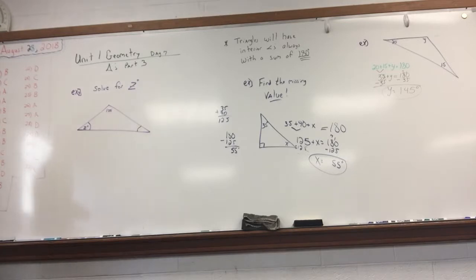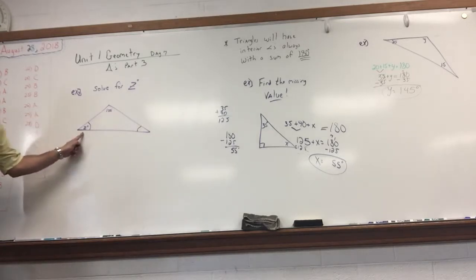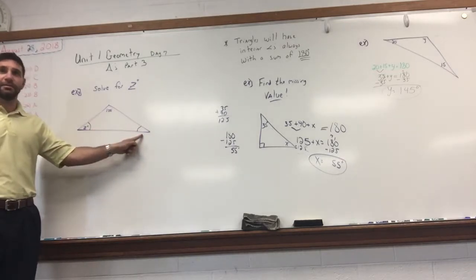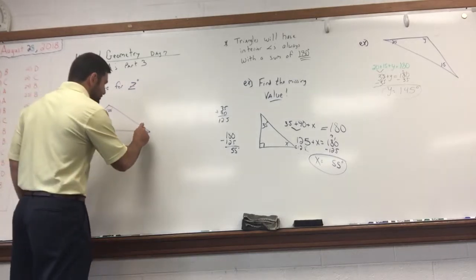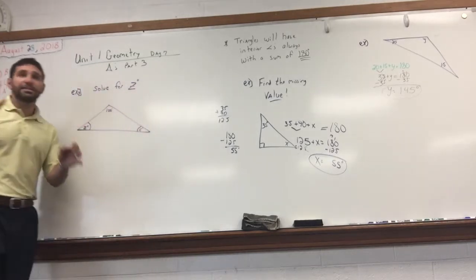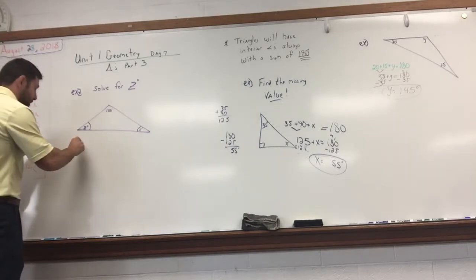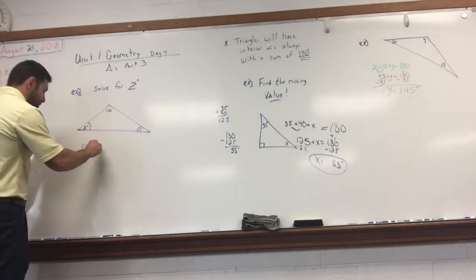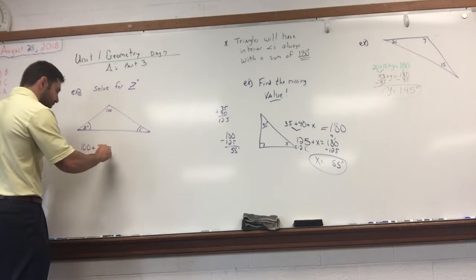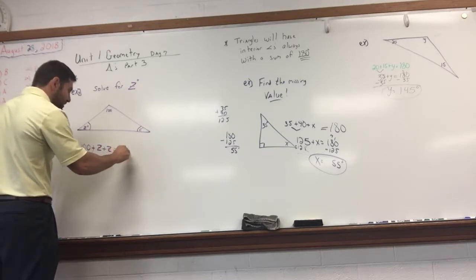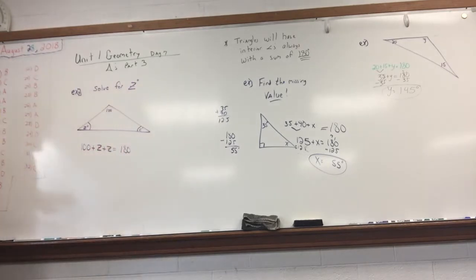So, one more time. Owen, if this is Z, what does this have to be? Can we set up an equation? I'm not going to solve it yet. Luke, you're nodding your head. Can you set it up for me? 100 plus Z plus another Z equals 180 because the sum of a triangle has to be 180.